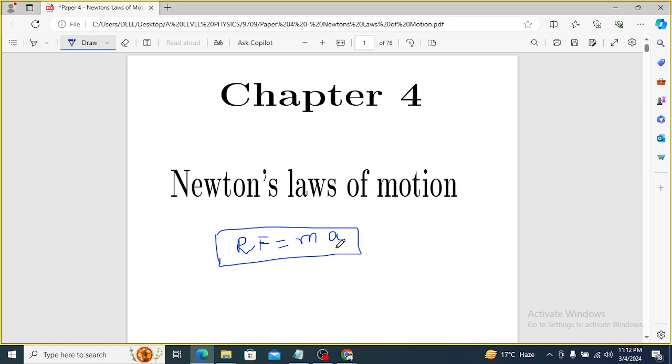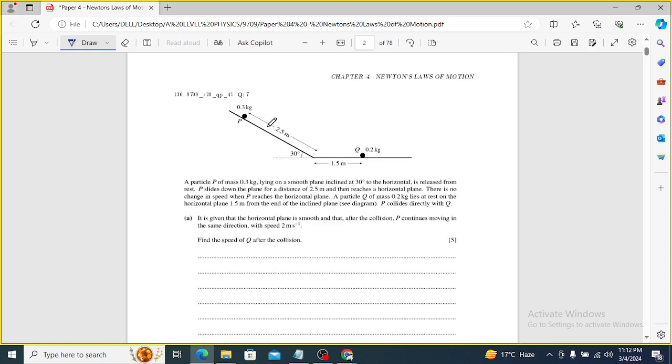So let's start our question. The question says a particle P of mass 0.3 kg lying on a smooth plane inclined at 30 degrees. This particle is coming down, and this is also making a triangle. This is the height of the particle P on this surface, released from rest.